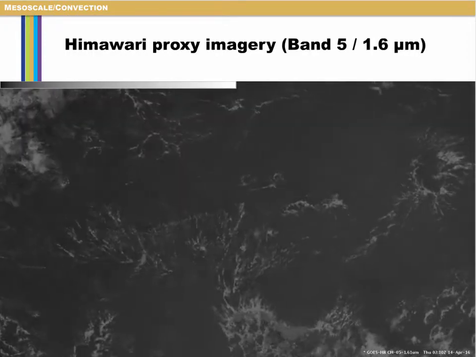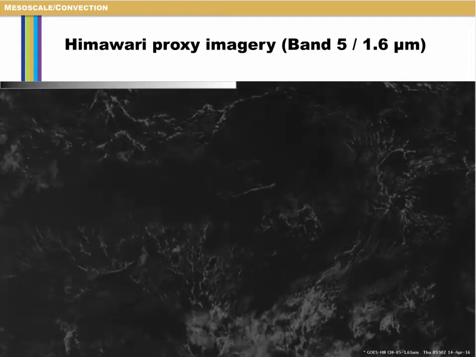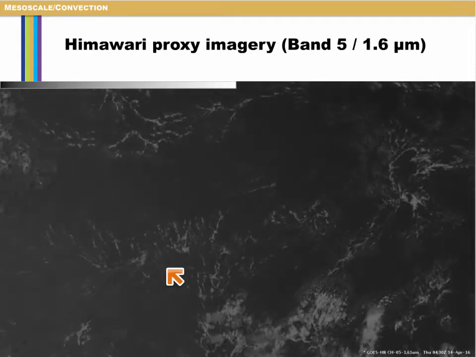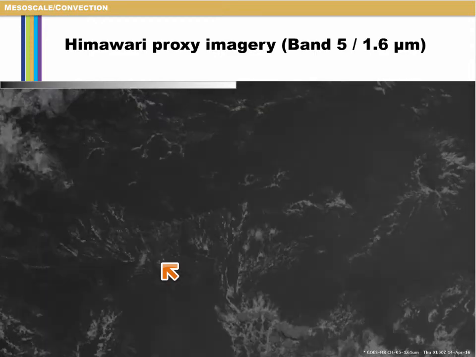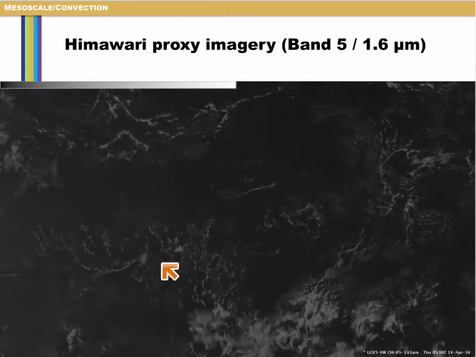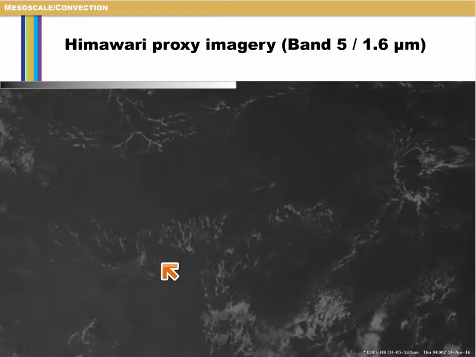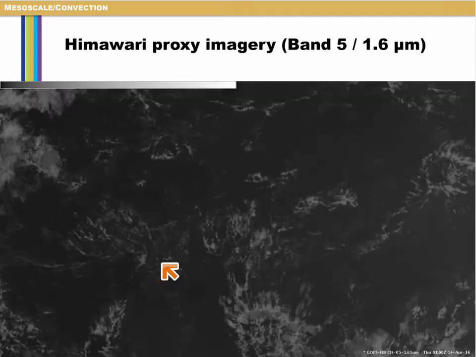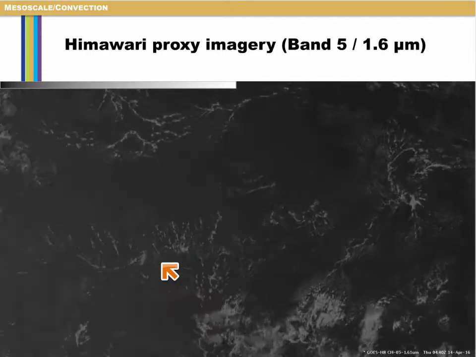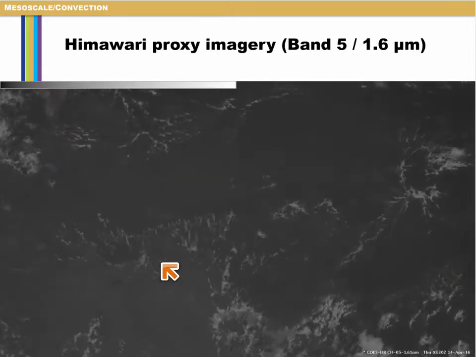Band 5 at 1.6 microns also shows islands readily. However, the resolution is at 2 kilometers, while that at band 4 at 0.86 microns is at 1 kilometer. For this reason, we would recommend using the 0.86 micron band to highlight the contrast between the land and the water due to its higher spatial resolution.